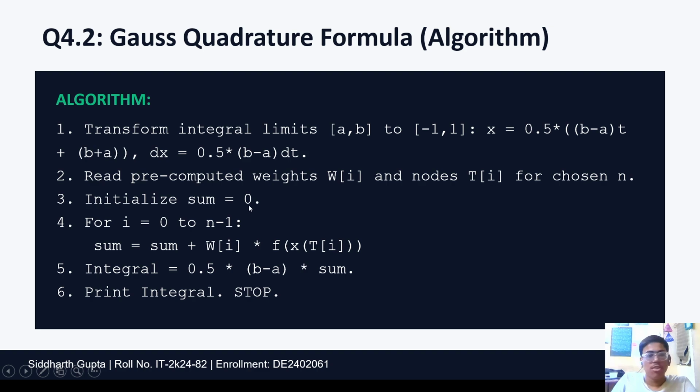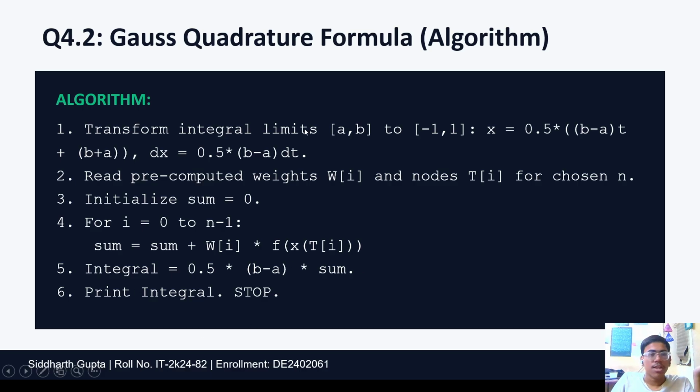We will initialize the sum is equal to 0. We will start the loop from I is equal to 0 to n minus 1, and the sum will be equal to sum plus w of I into f of x of t of I. So from this, we will calculate the sum. The integral will be 0.5 into b minus a. The 0.5 is coming from this. B minus a is also coming from this, into the sum we have formed. So from this, we will calculate the integral, and we will print the integral.